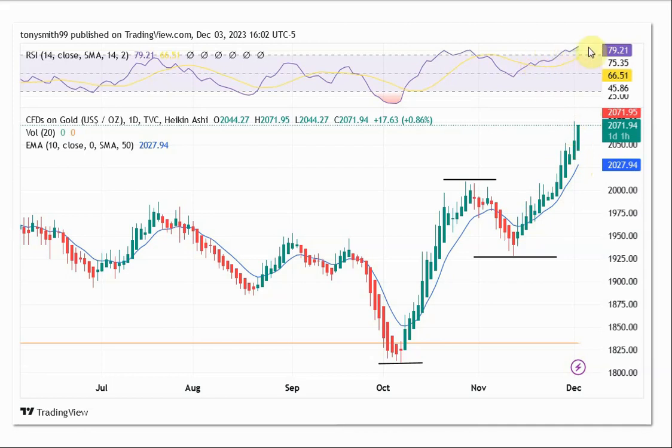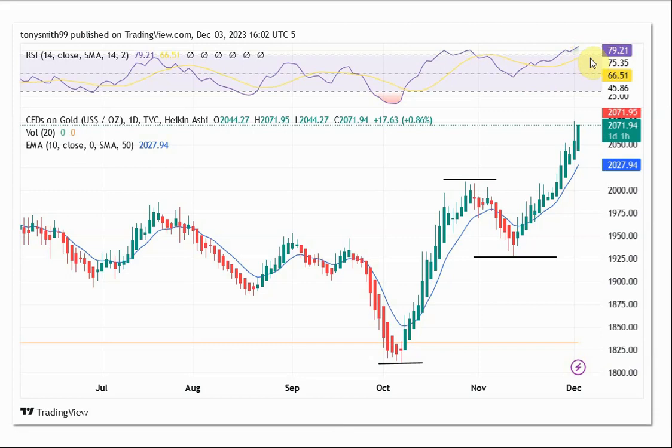But there's one little thing, that's this up here. That's the RSI. We're already at 79. Can it move an extra $60 and still continue? It will be even more overbought than it is today.